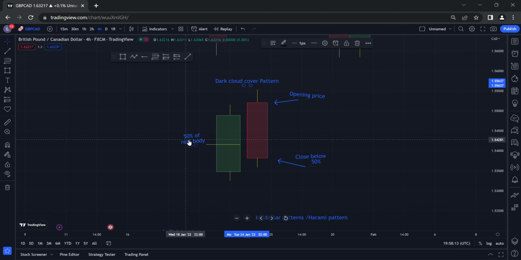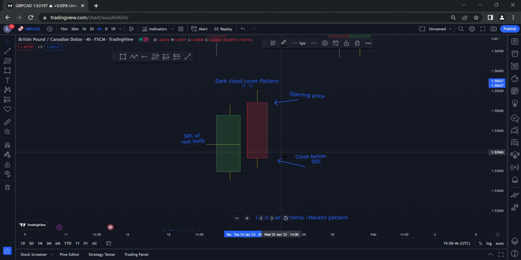As you see here, this is 50% of the real body. This is where they marked. So when it closed here at the top, this second candle opened, the bearish candlestick opened from here, then it moved up, and it moved above 50% of this first candle, like 70% of this first candle, then it goes here, making it a dark cloud cover pattern.